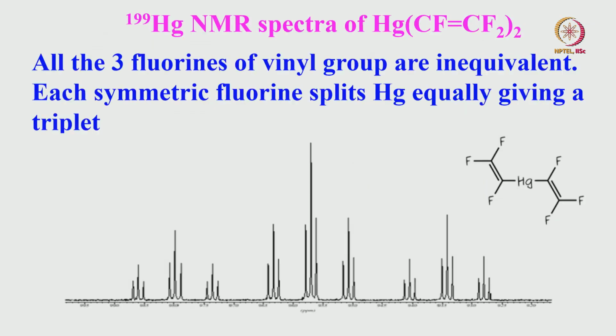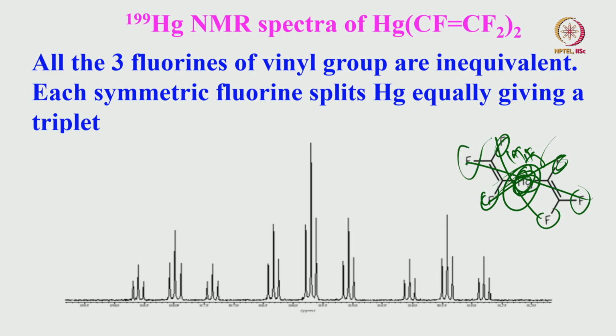Okay, now we will go to a realistic example of a molecule like this. Mercury 199 spectrum of this. We will discuss more about these things when we come to heteronuclear NMR spectrum analysis. Now, this is a particular molecule. There is this fluorine and this fluorine split this into a triplet because of equal strength. Similarly, this and this will split the mercury with equal strengths. All three fluorines of this vinyl group are inequivalent, but each of them is symmetric with respect to mercury. This is symmetric with respect to this, this is symmetric with respect to this, this is symmetric with respect to this.